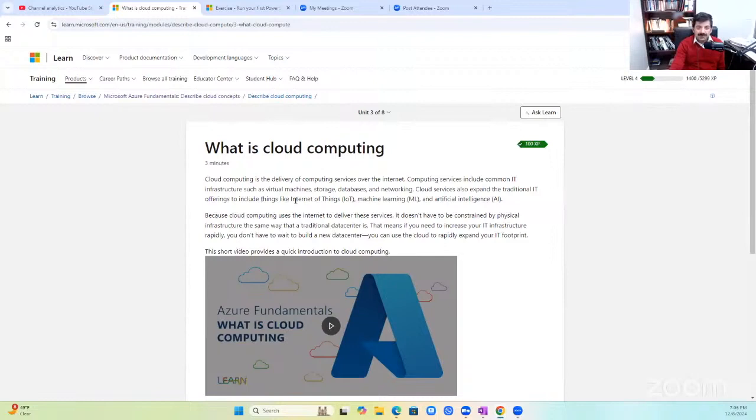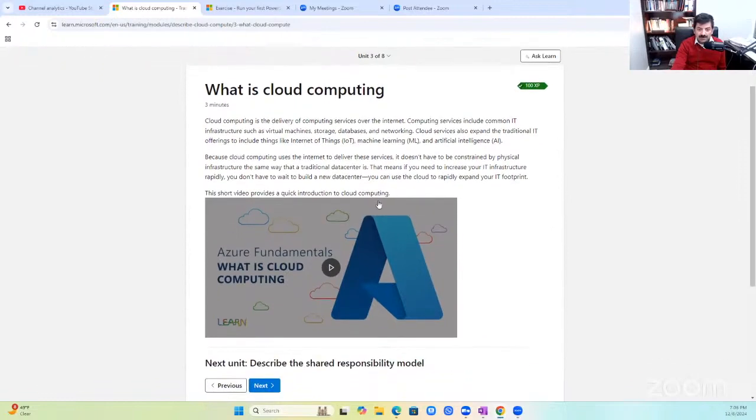So what is cloud computing? We will be using Microsoft Learn, and Microsoft Learn defines cloud computing as the delivery of computing services over the internet. Computing services include common IT infrastructure such as virtual machines, storage, databases, and networking. Cloud services also expand the traditional IT offerings to include things like Internet of Things, machine learning, and artificial intelligence. Because cloud computing uses the internet to deliver these services, it doesn't have to be constrained by physical infrastructure the same way a traditional data center is. We'll go into a little bit more detail.